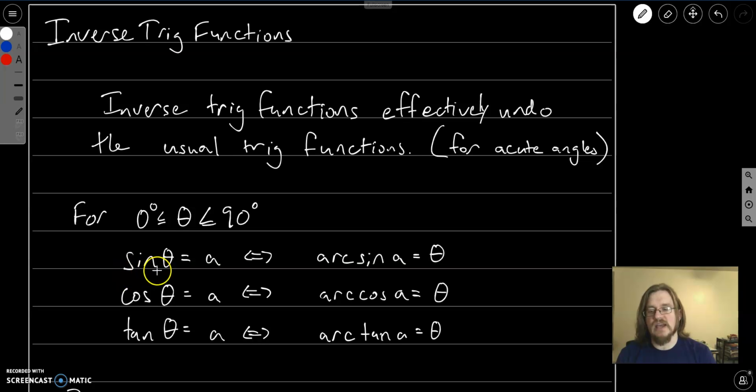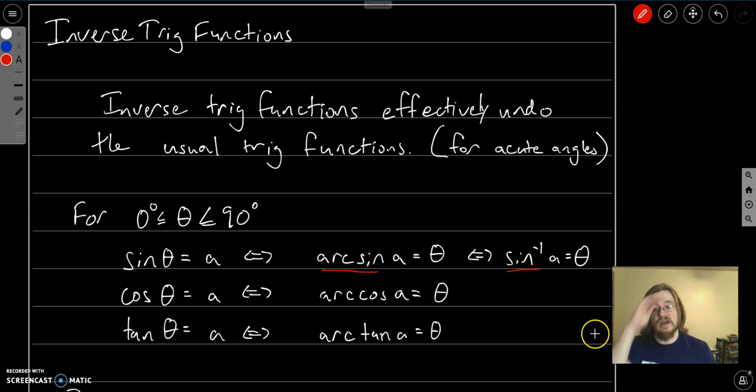So for instance, if the sine of theta is equal to A, the arc sine of A is equal to theta. In the same way that exponential functions and logarithms undo one another, sine and arc sine undo one another. You will often see this written as inverse sine, with the -1 right there as well. So the arc sine and inverse sine are exactly the same thing. It's just different ways of writing it down.